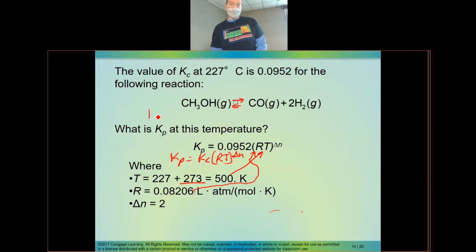So to get the expression for what we're looking for, Kp, it is the pressure of your products raised to their coefficient. So the pressure of CO times the pressure of H2 raised to the second power, and your pressure of CH3OH. Again, you only put those in there if they're gases. They are listed as gases. They all go in.